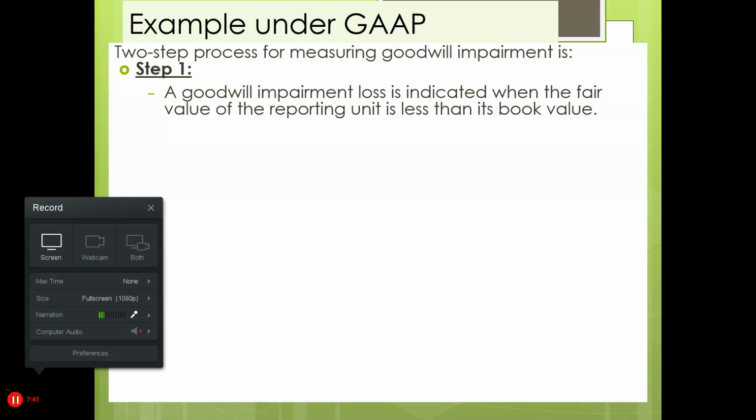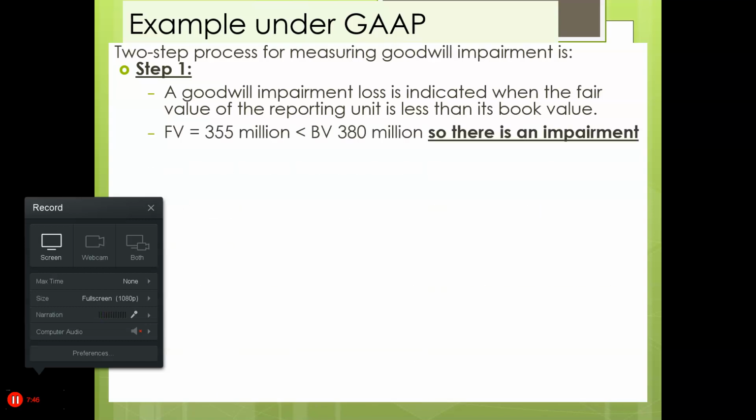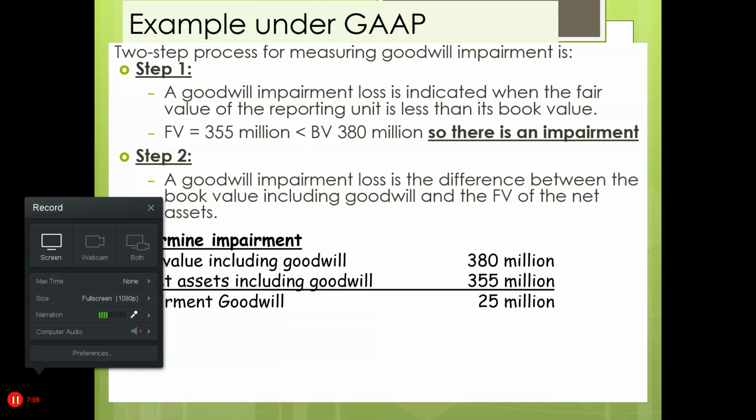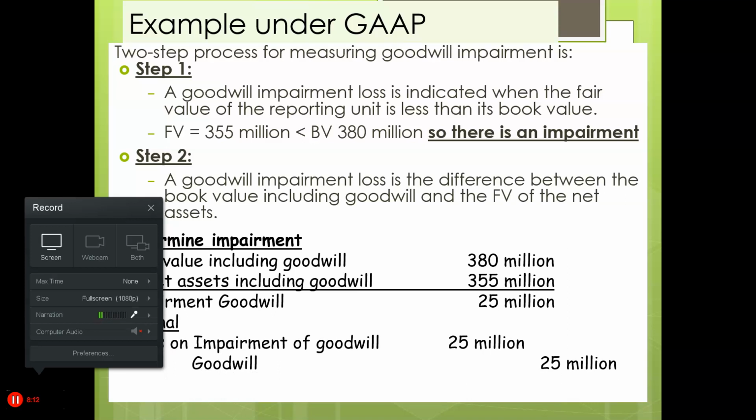Now, a goodwill impairment loss is indicated when the fair value of the reporting unit is less than its book value. So, the fair value is less than the book value, so we have an impairment. Now we're going to determine the impairment, which is the book value, including goodwill, versus the fair value of the net assets, including goodwill, which means we have an impairment of $25 million. So we're going to record loss on impairment, $25 million, and goodwill, $25 million. Now our goodwill is valued at $75 million.